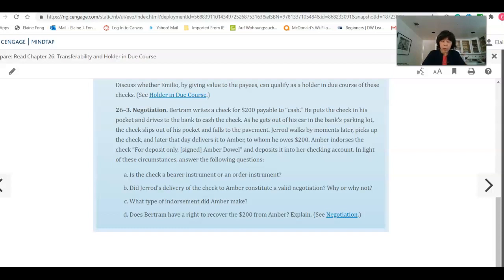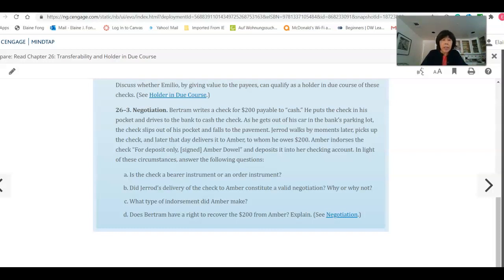So we're going to answer these 4 questions. First question here is letter A. Is the check a bearer or an order instrument? And they're looking at the time that Bertram writes it and puts it in his pocket. Is it a bearer or order instrument? Well, it's made out to cash. So what does that mean? It means whoever is in possession of it can cash the check, conceptually, theoretically. So it is bearer paper.